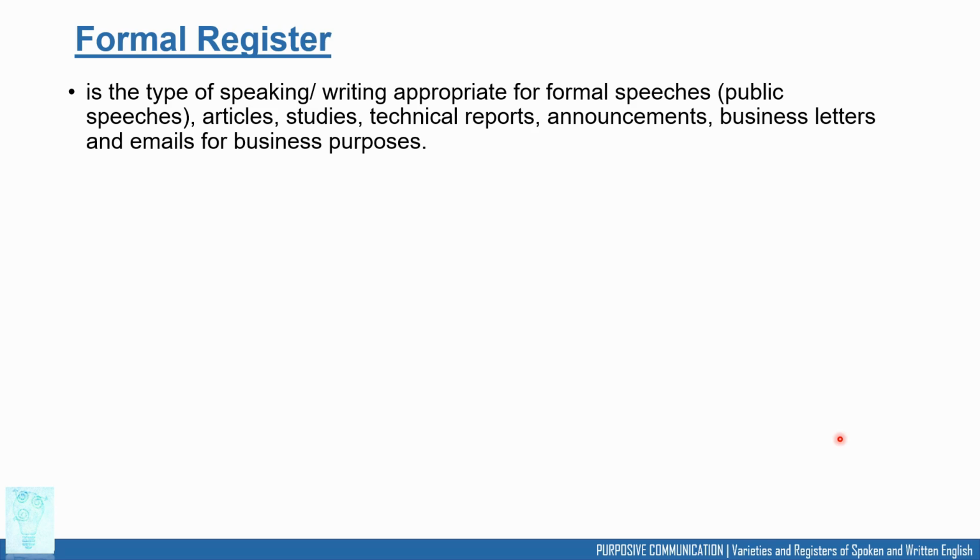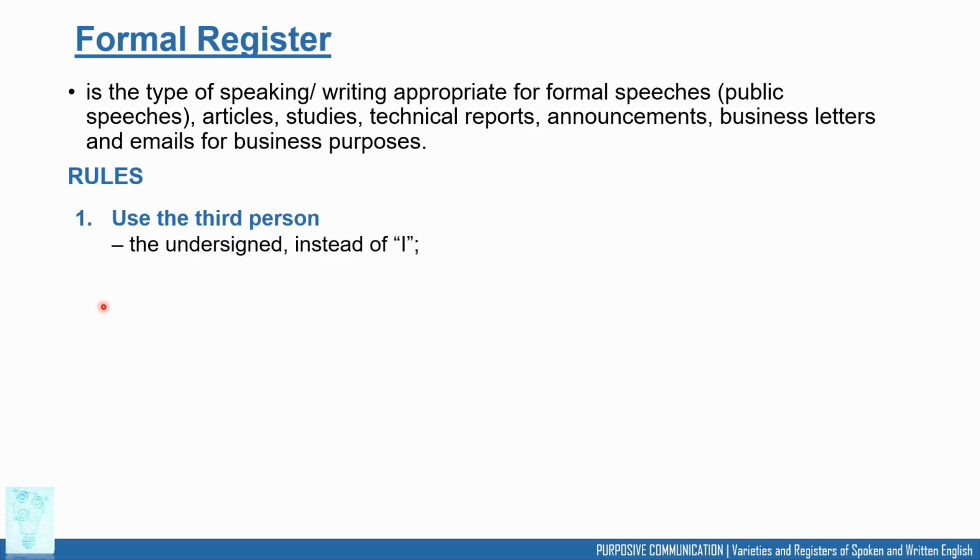There are a number of rules that govern the use of formal language register, and these are as follows. Number one, use the third person. When you say third person, dili first person, dili second person. When we say first person, we say I went to the market. Second person, you went to the market. Third person would be neither first nor second person, like the undersigned instead of I, the reporter instead of he or she. So use third person.